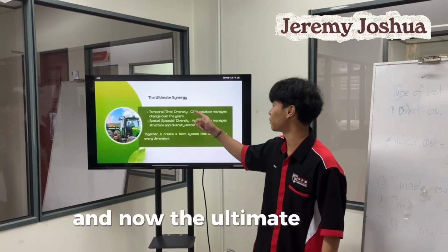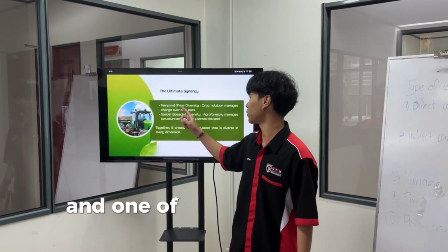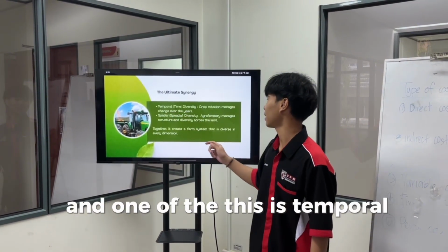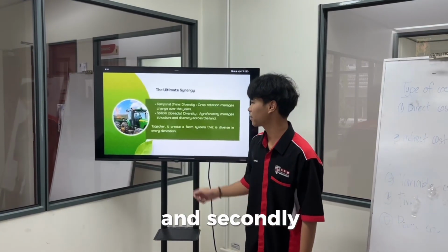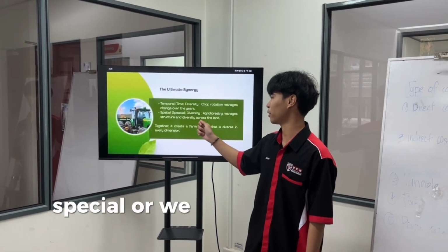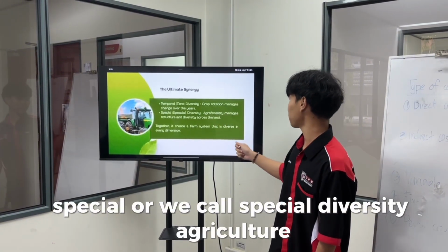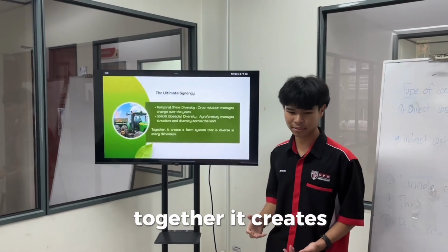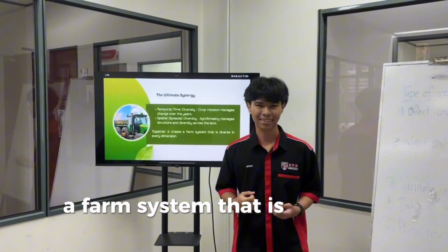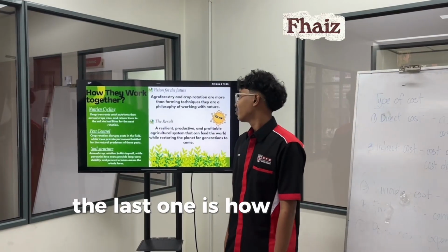And now the ultimate synergy. There are two things we can see here. One is temporal diversity: crop rotation manages change over the years. And secondly, spatial diversity: agroforestry manages structure and diversity across the land. Together, they create a farm system that is diverse in every dimension. The last one is how they work together.